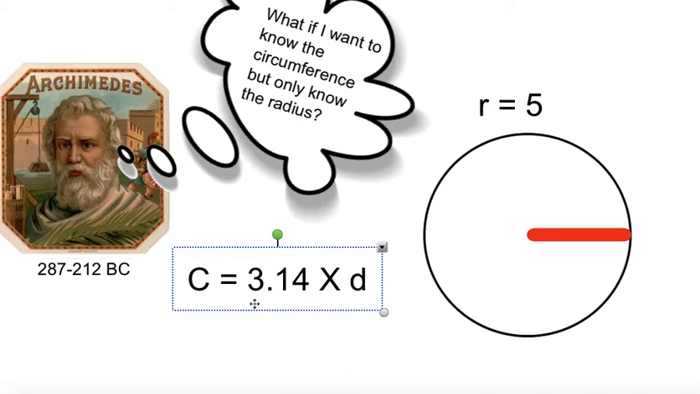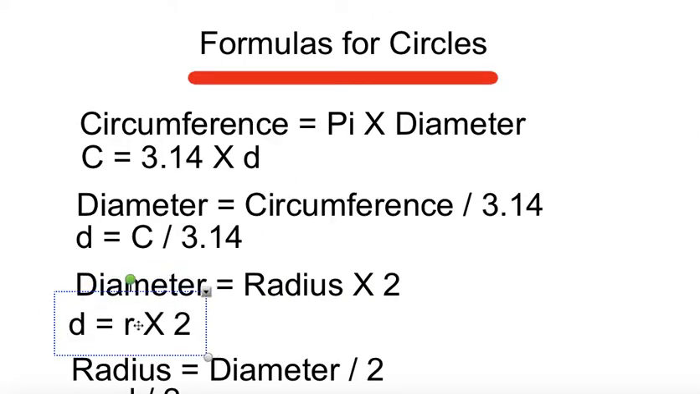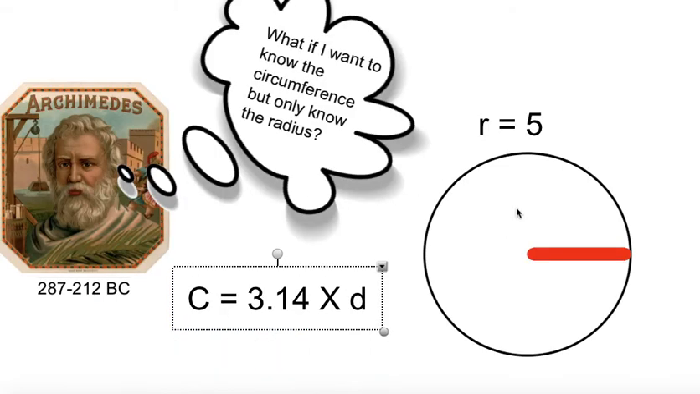Now it says circumference equals 3.14. Now if you remember from the previous video, that's pi. 3.14 times diameter. But we don't have diameter. But hang on a second. Back in our formulas, the diameter equals radius times 2. And I do have the radius. So let me copy that one and bring that over as well.